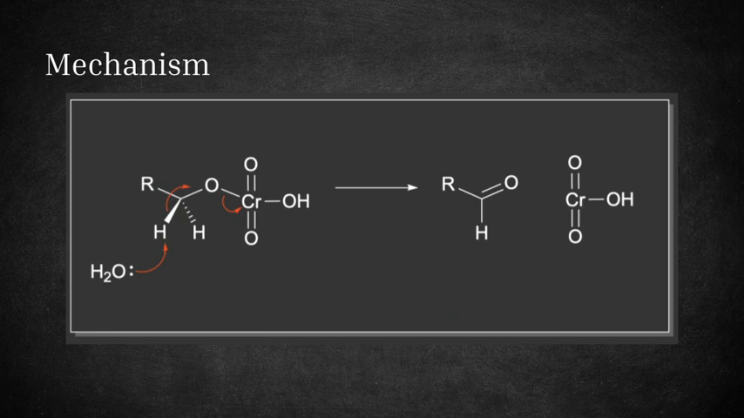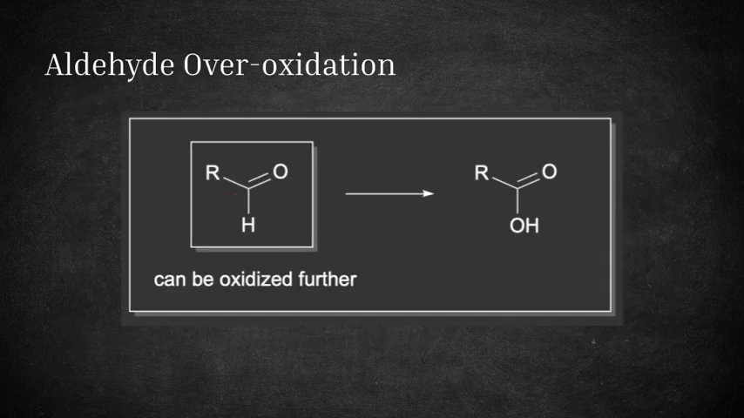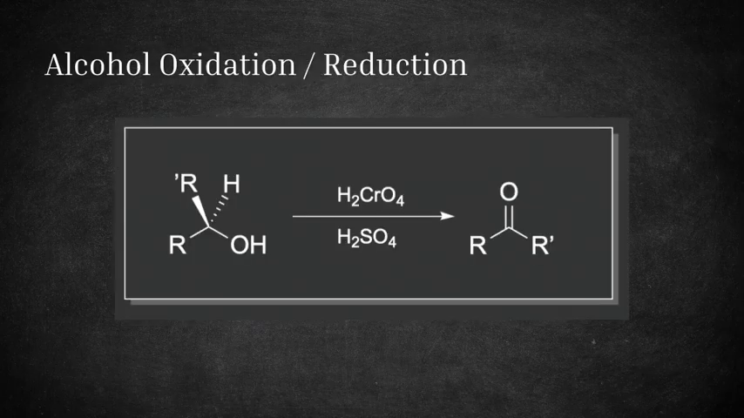Notice that in this reaction, the oxidation of alcohols involves breaking a carbon-hydrogen bond and forming a carbon-oxygen bond on the same carbon atom. Because the aldehyde carbon still has a hydrogen attached, the aldehyde can be further oxidized into a carboxylic acid, replacing the carbon-hydrogen bond with a carbon-oxygen bond in the carboxylic acid. Now let's compare this to the oxidation of secondary alcohols to ketones.